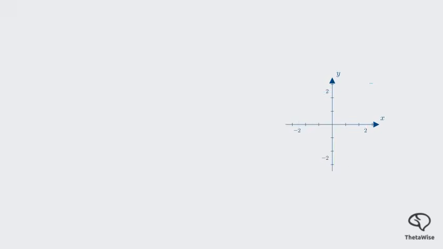Let's look at the diagram. Here we have a circle centered at the origin. If we take any point, x, y, on the circle, we can form a right triangle. The horizontal leg has a length of x, and the vertical leg has a length of y. The hypotenuse is the radius. By the Pythagorean theorem, x squared plus y squared must equal r squared. This equation holds true for every single point on the circle's circumference.